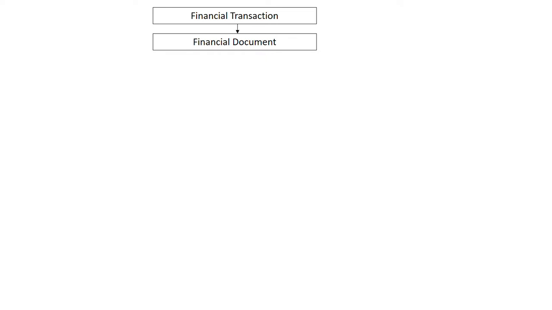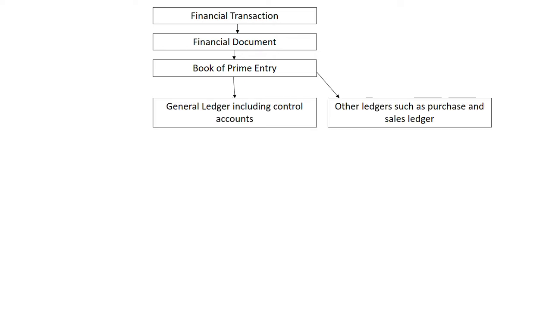Let's say it's a sales invoice. Okay, so we've got this financial document. We post it into a book of prime entry, so either a daybook or the cash book. The cash book is a book of prime entry as well at the same time. So we've created this book of prime entry, and now where are we going to post it? We're going to post it in two ways. We're going to post it into our general ledger, and our general ledger includes the control accounts. So the general ledger is where we get our trial balance from, and that's where all of our figures are, all of our double entry bookkeeping is. So it's going into there, and it's going into a control account in the general ledger.